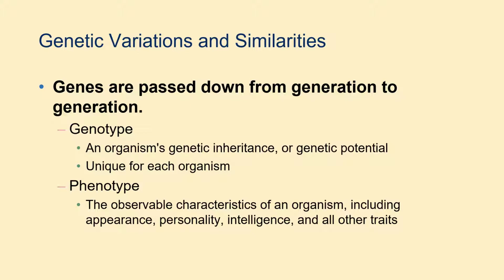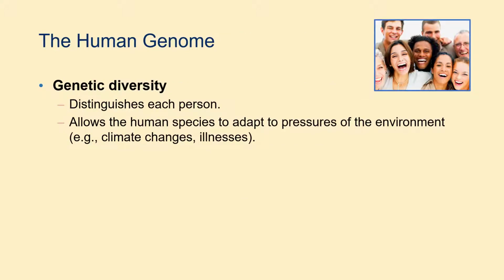Phenotype describes the observable characteristics of an organism, including appearance, personality, intelligence, and all other traits. Phenotype is what you see, the visible or observable expression of the results of genes combined with the environmental influence on an organism's appearance or behavior. The huge variety of people's faces reflects each person's genetic individuality.